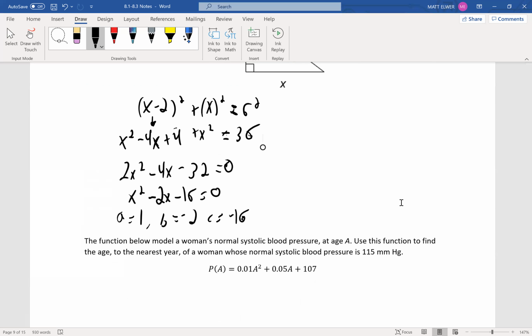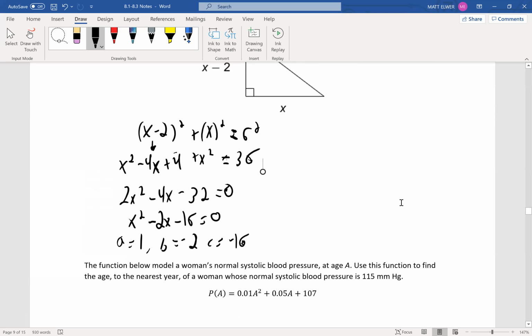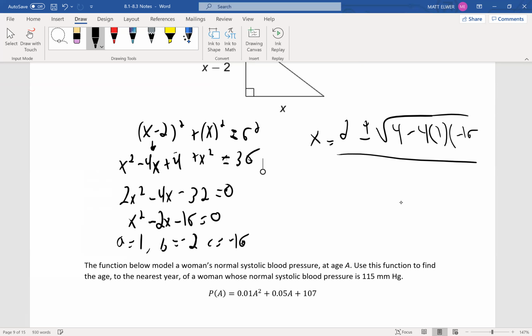All right, so what I'm going to do here is plug this into the quadratic formula. So we get x is equal to negative b, right? So 2, plus or minus the square root of b squared. So that's negative 2 squared, minus 4ac. a is 1, c is negative 16, over 2a, 2 times 1. So notice that we'll just get 2 on the bottom, right? 2 times 1 is just 2.